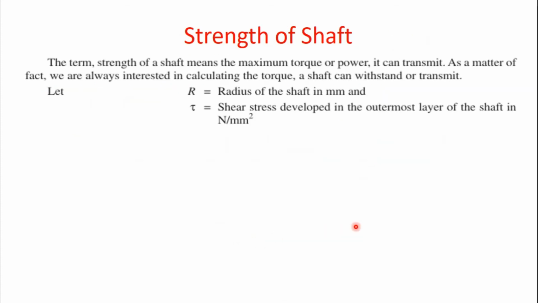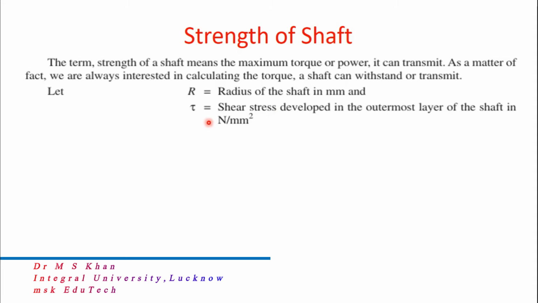Now the strength of the shaft. The term strength of the shaft means the maximum torque or power it can transmit. So this term is very important, and this term is being used for designing the shaft. As a matter of fact, we are always interested in calculating the torque which a shaft can transmit. So let R be the radius of the shaft in mm, tau is the shear stress developed in the outermost layer of the shaft in Newton per mm square. So you need to understand that this tau is the shear stress in the outermost layer.